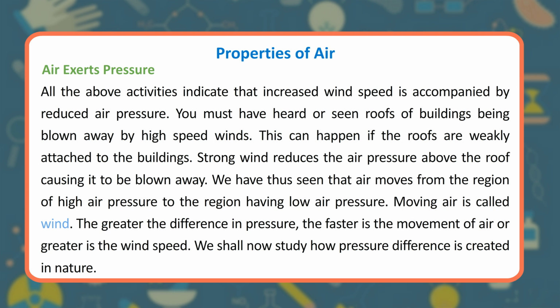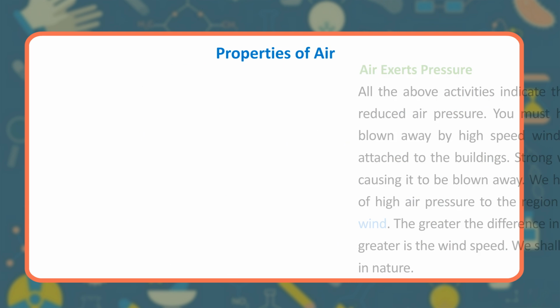We have thus seen that air moves from the region of high air pressure to the region having low air pressure. Moving air is called wind. The greater the difference in pressure, the faster is the movement of air or greater is the wind speed. We shall now study how pressure difference is created in nature.